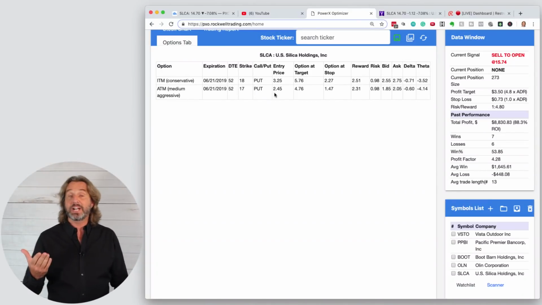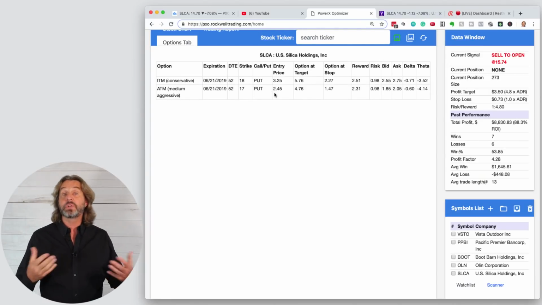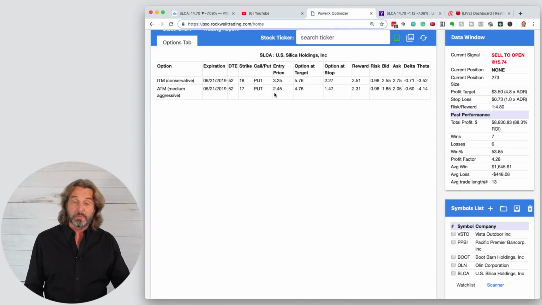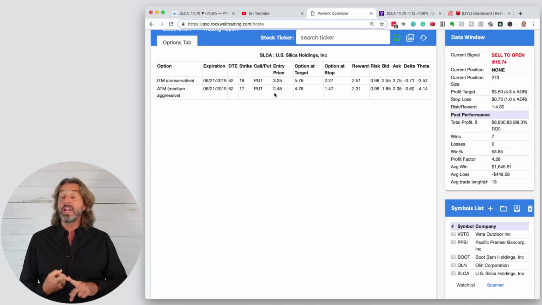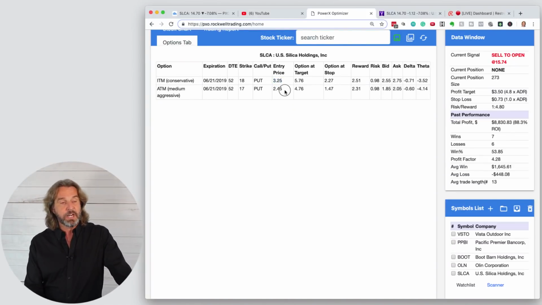Now what the software does for me is that every single option has a fair price, right? There are two different models that help you determine the fair price of an option: the Black-Scholes formula or the binomial model. It doesn't matter which you use, but it tells me here that a fair price for the in-the-money option would be $3.25, and for the at-the-money option, the 17 put, would be $2.45. So this is my entry price.